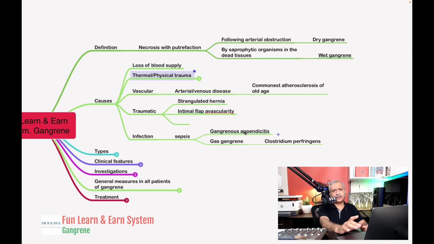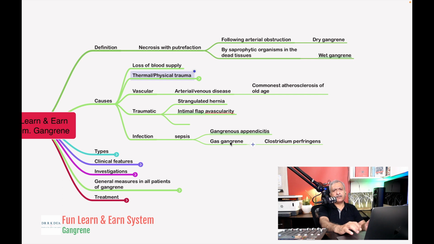So when, at the base of the appendix, there are lymph nodes which get enlarged, there is edema, and sometimes thrombosis of the vessels also occurs. So that will cause the necrosis and ultimately the gangrene of the tip of the appendix, or maybe the whole of the appendix. Then occurs a gas gangrene.